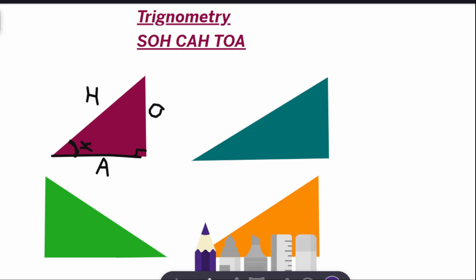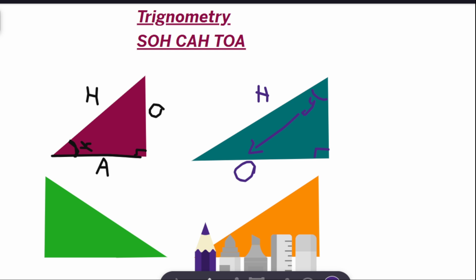Let's do this triangle. If I do have this angle up here, let's call it Y. Which one is the hypotenuse? Hypotenuse is opposite to the right angle, so this is H. Now, which one is opposite to Y? This. So this side is O.